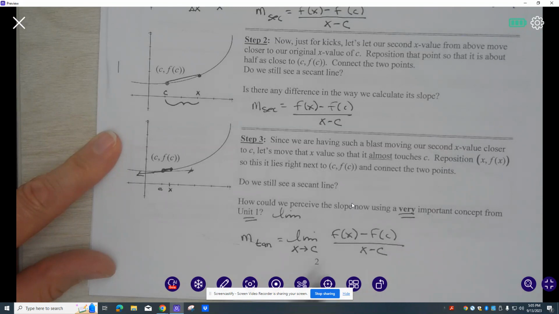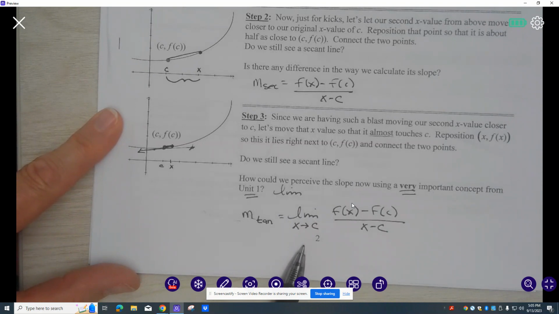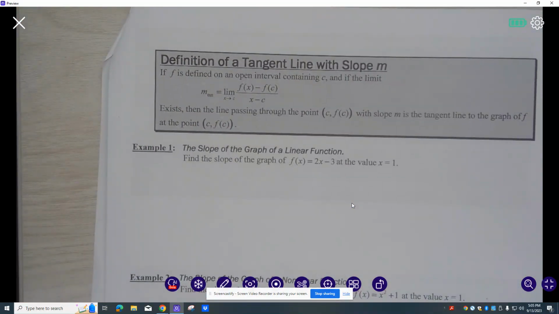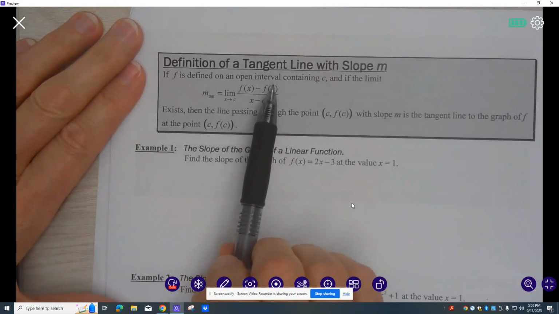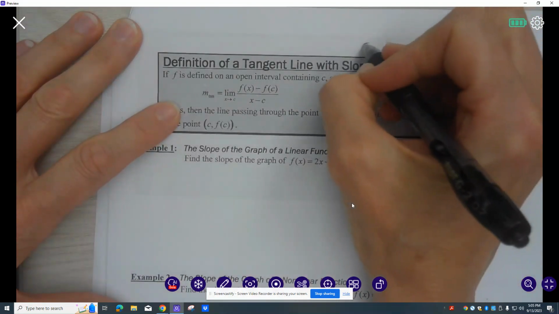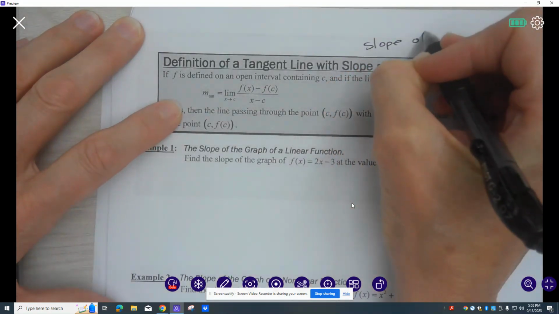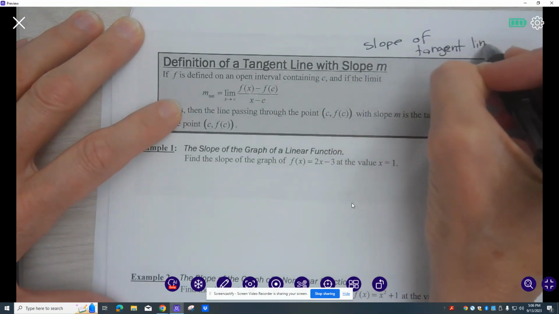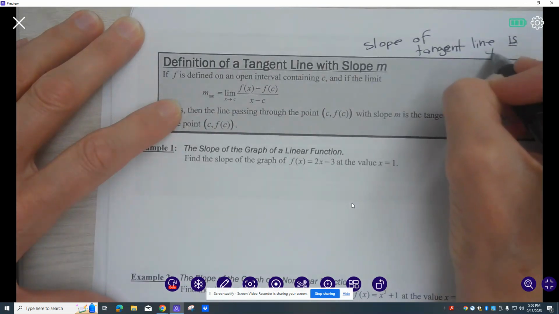Now, this should look very familiar. This is like your limit definition of the derivative that you learned in pre-calc. And I think, ta-da, there it is. Now, at this point in these notes, they're calling it the definition of the tangent line. It is also the limit definition of derivative, because the slope of the tangent line, and you can add that in your notes, the slope of the tangent line is the derivative.